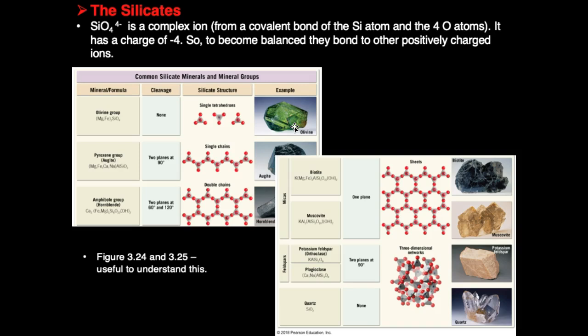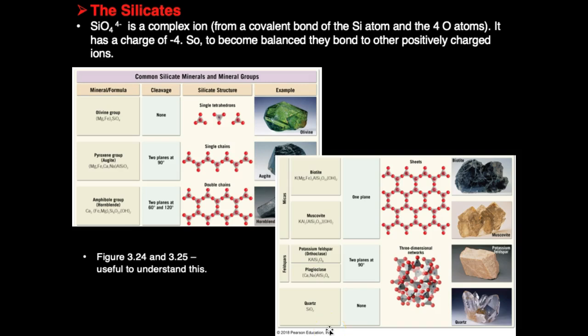Both of those lack cleavage due to their chemical structure being the way it is. Every bond within the structure is very strong, so there are not going to be any planes of weakness per se. However, they do have crystal habits. For example, garnet forms dodecahedral forms upon growth, which is pretty cool.